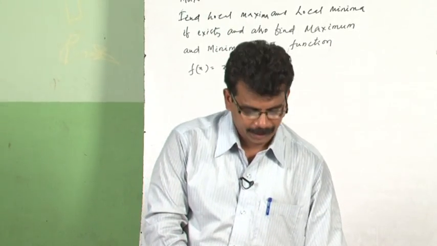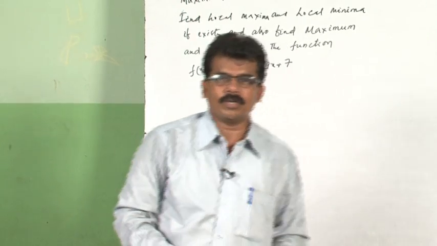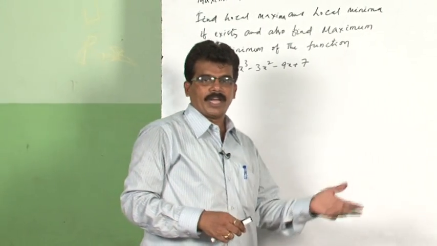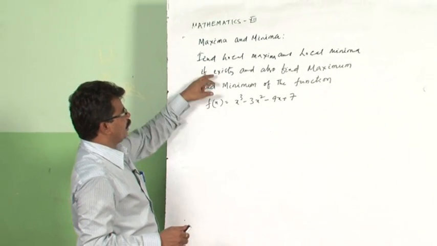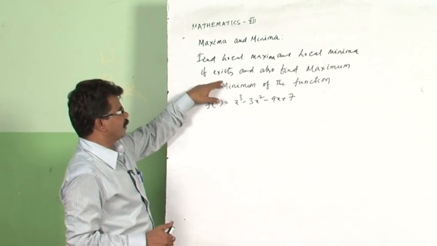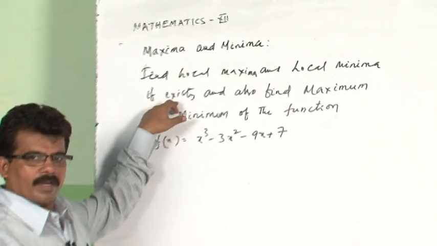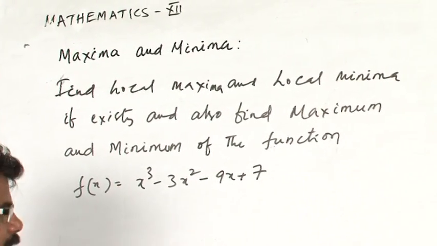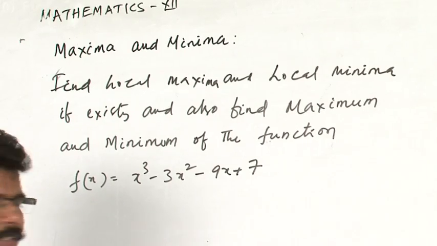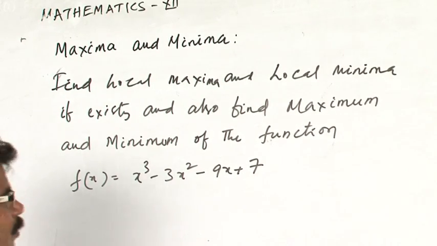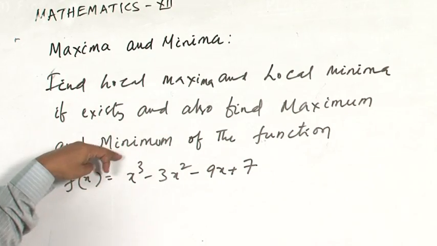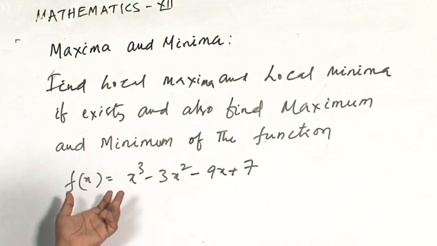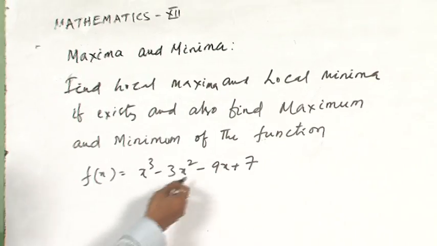Children, we will use the second derivative test and find local maxima and local minima, also the maximum and minimum of a function. Consider a function. It is not necessary that there must be a maximum or a minimum for a function. So if they exist, we will find local maxima and local minima, and also the maximum and minimum for this function. So, f x is equal to so and so.